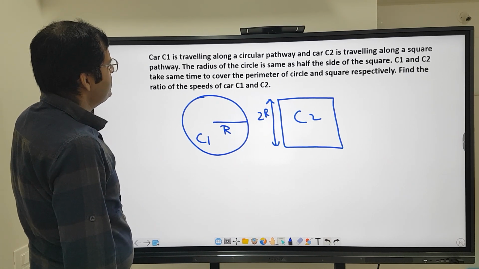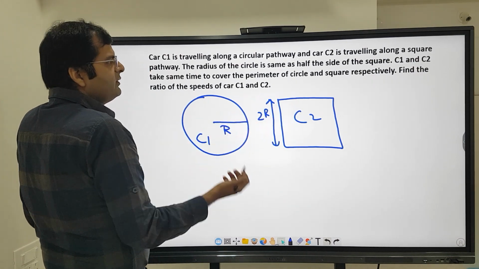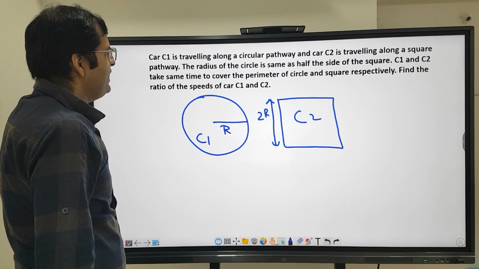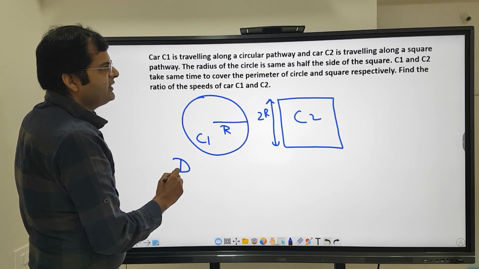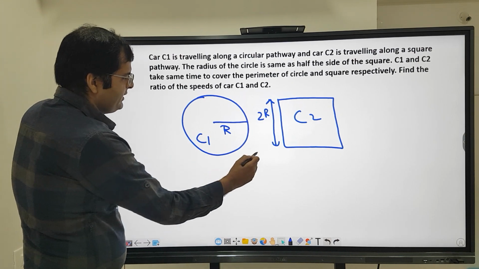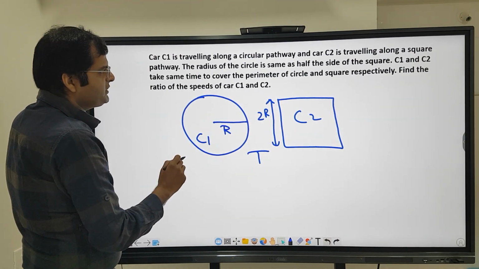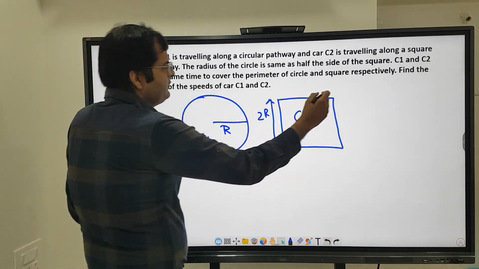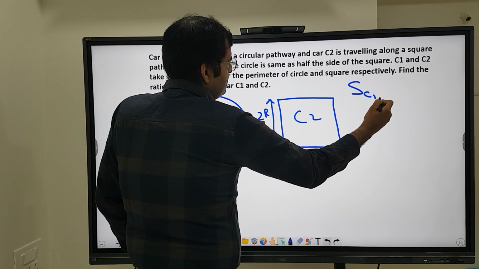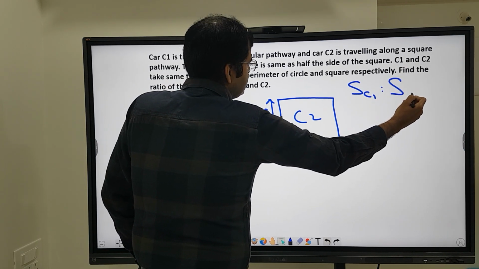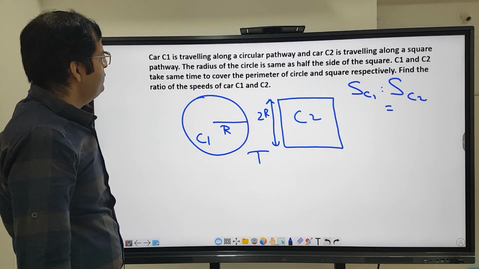C1 and C2 take the same time to cover the perimeter of the circle and the square respectively. Find the ratio of the speeds of car C1 and C2. So let the time be T for both of them to cover the entire perimeter. We have to find the speed of C1 to the speed of C2.